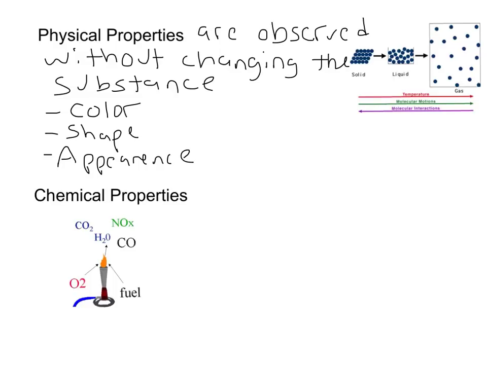We can get into measurements that we can make for physical properties, like we can measure the temperature at which something melts. We can measure how long it is. So temperature is a physical property. Length is a physical property. So for those who are wondering, the L, T, and M: length, temperature, mass.